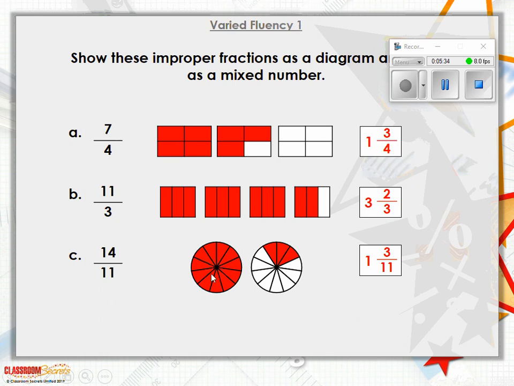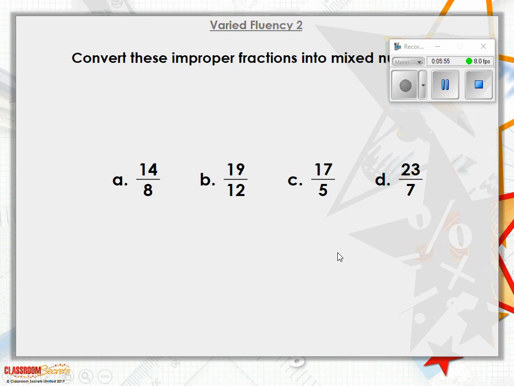14/11, this shape has been divided up into 11 equal parts, 14 parts are shaded. As a mixed number, 11 divided into 14 is 1, we've got 3 left over, and there we have 11 as our denominator. Convert these improper fractions into mixed numbers. Answer.